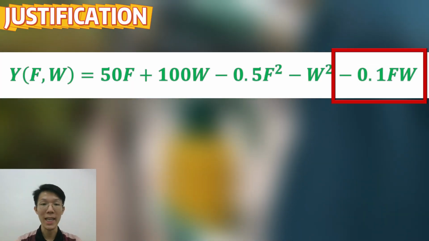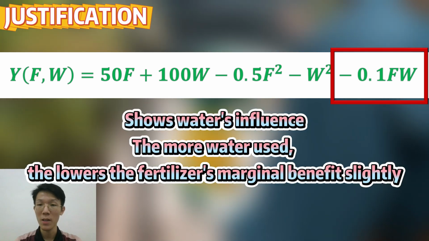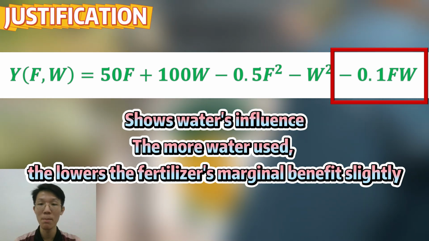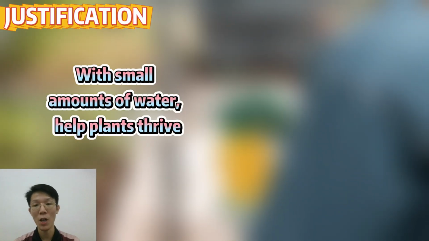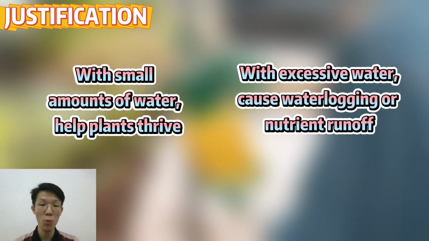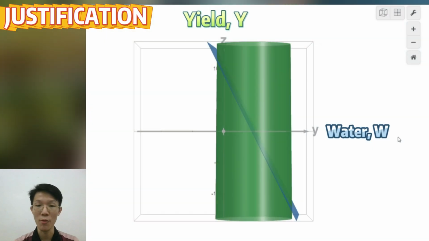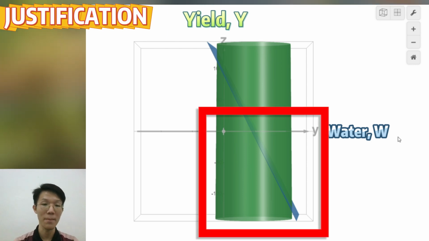Furthermore, the term -0.1W in the yield function shows water influence, which means that the more water used, the lower the fertilizer's marginal benefit slightly. For water, the story is similar. Small amounts of water help plants thrive, but excessive water causes waterlogging or nutrient runoff. Thus, dy/dw represents the rate of change of yield with respect to the amount of water used. As water increases, dy/dw decreases, indicating diminishing returns for water.